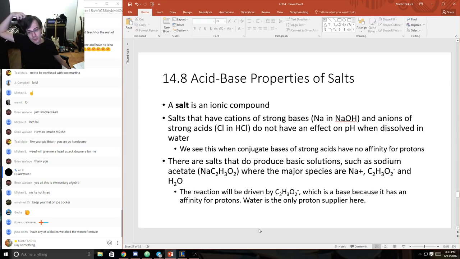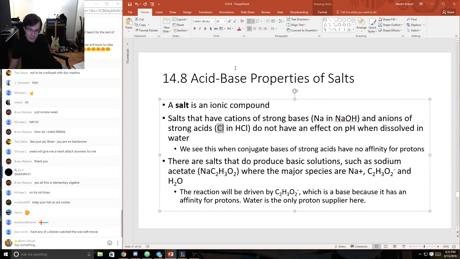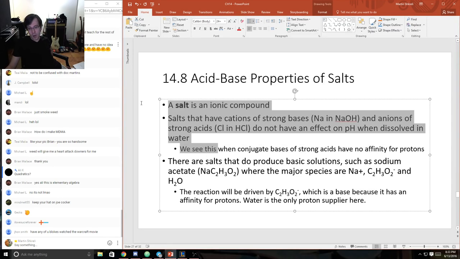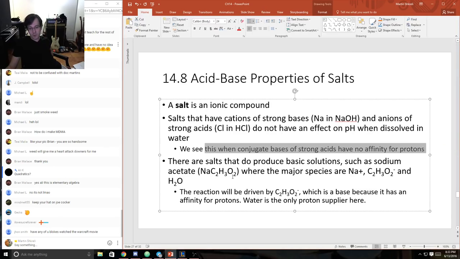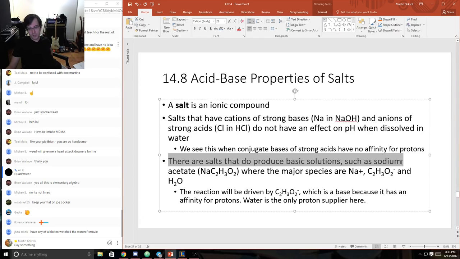And we see this in conjugate bases. Conjugate bases of strong acids have no affinity for protons. And this is why this makes sense. If you think about this as a really strong acid, this conjugate base, Cl-, we know it can't compete with water for that proton. It loses that. So it's such a weak conjugate base that it's not going to change the pH. And that's sort of why this happens, if you want to learn the theory of it. So there are all salts that don't produce basic solutions like this, but there are salts that do.